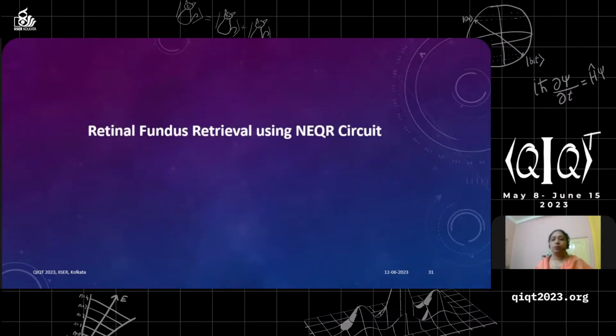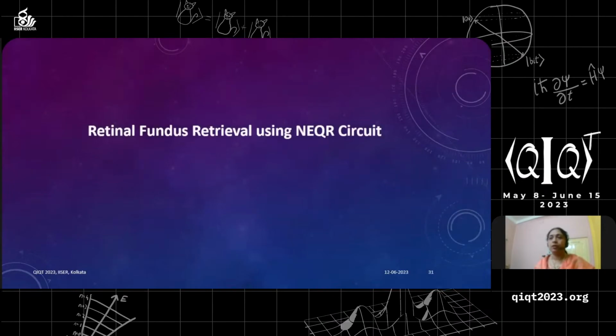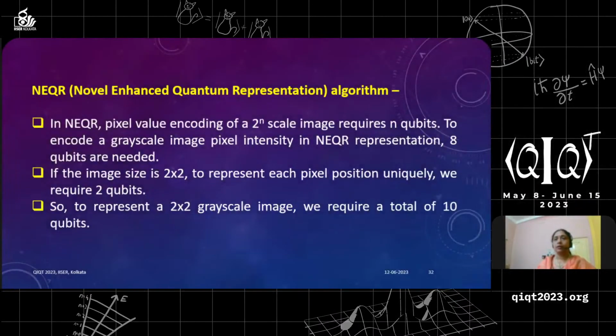Now, regarding the second phase of our experiment, that is retinal fundus image retrieval using the NEQR circuit. According to the NEQR, novel enhanced quantum representation algorithm, the pixel value encoding of a 2 to the power n scale image requires n qubits. So for a grayscale image, it requires 8 qubits.